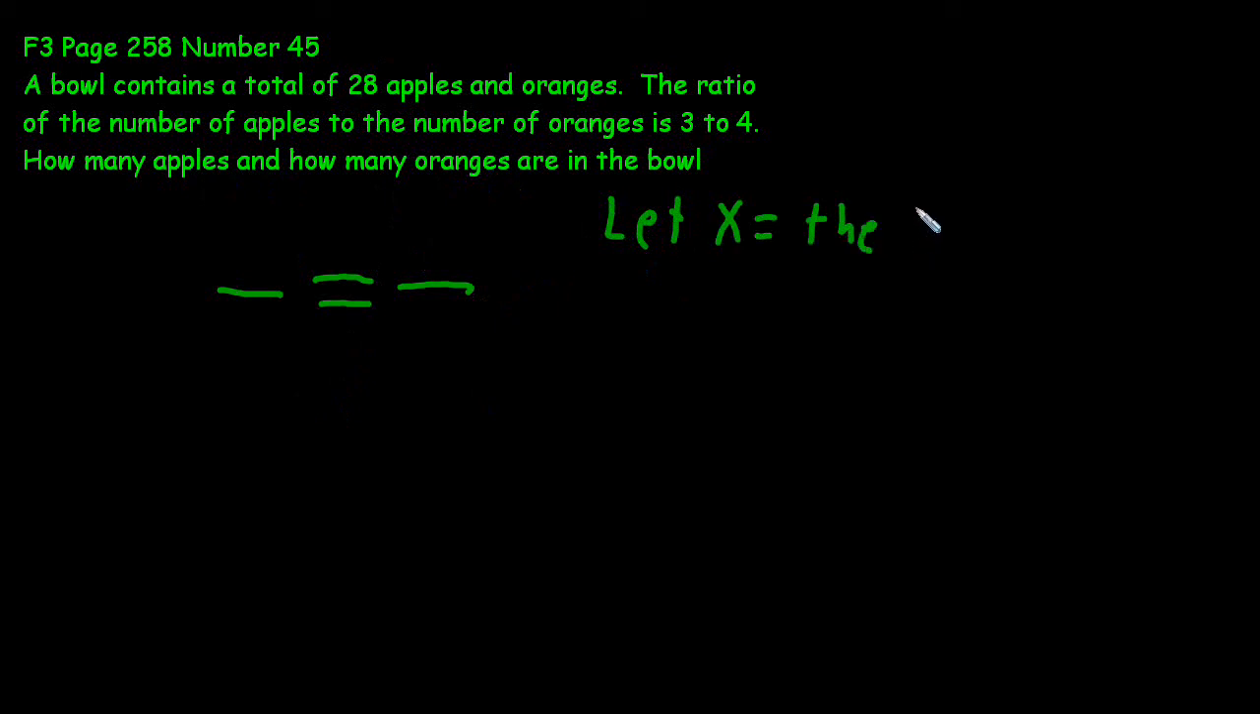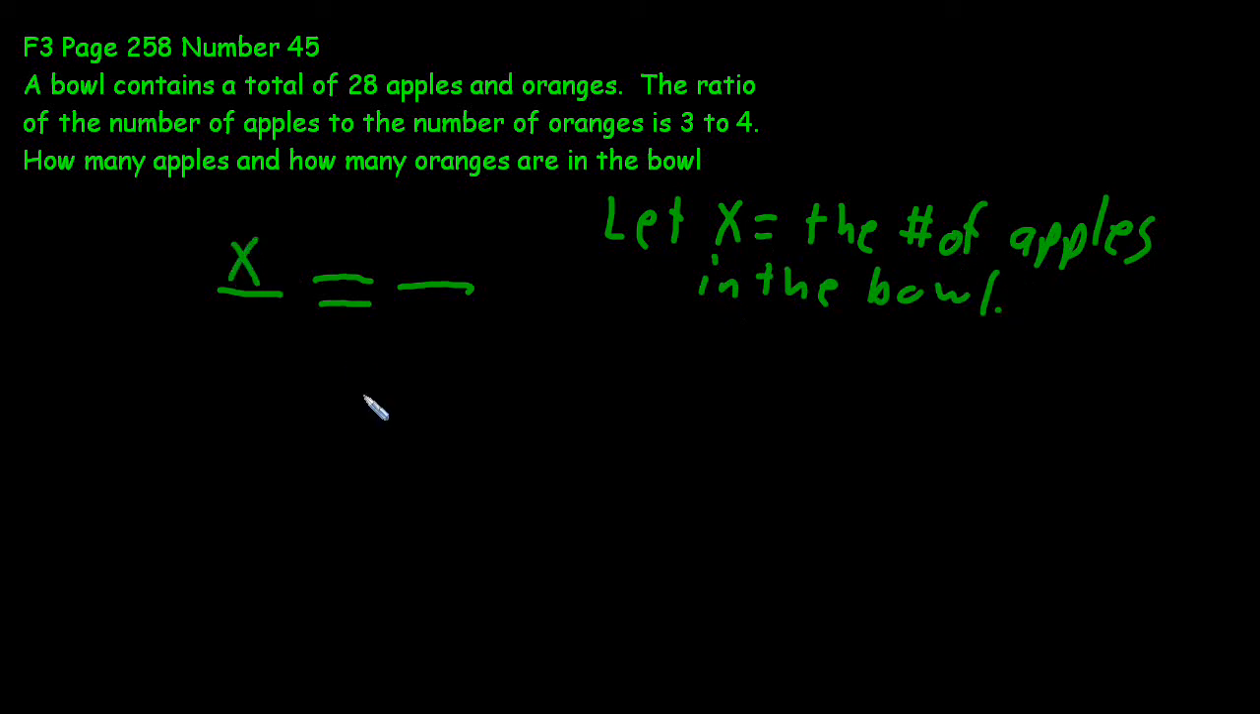Number of apples in the bowl. And that's what we're looking for here. Okay, so I'll put x. So there's x apples in the bowl. We know there's a total of 28 pieces of fruit in the bowl. So I write a ratio. In the numerator is the number of apples, and the denominator is the total number of pieces of fruit.